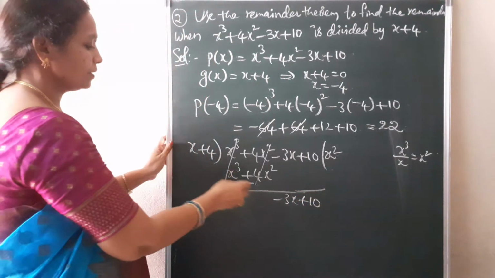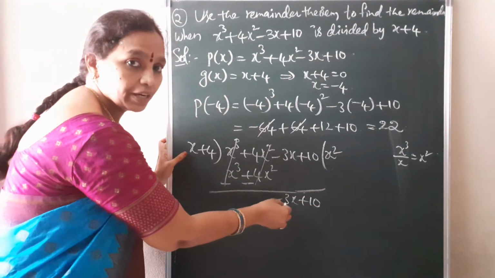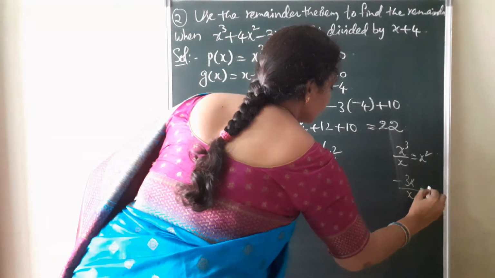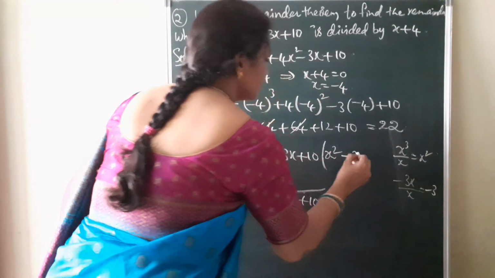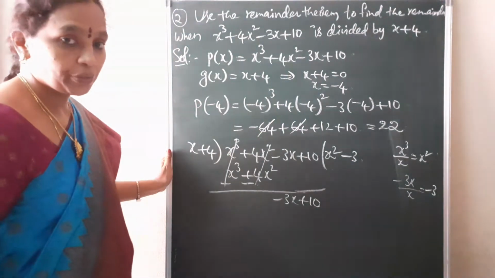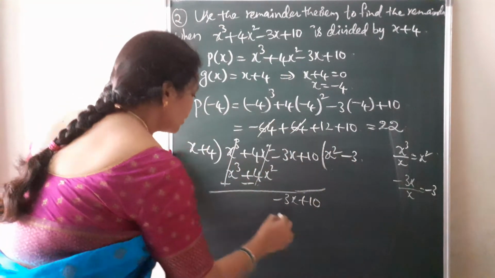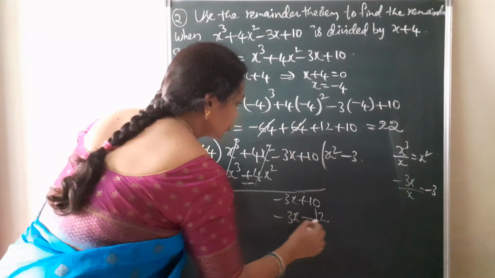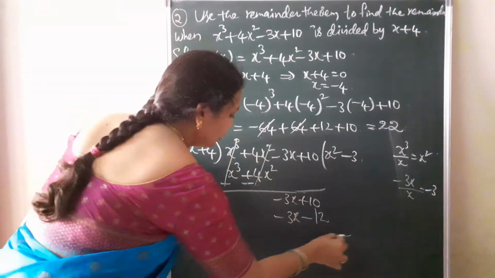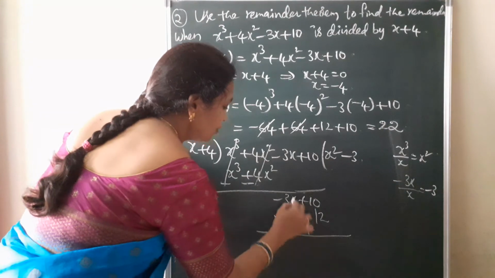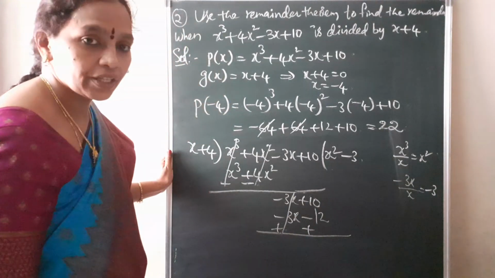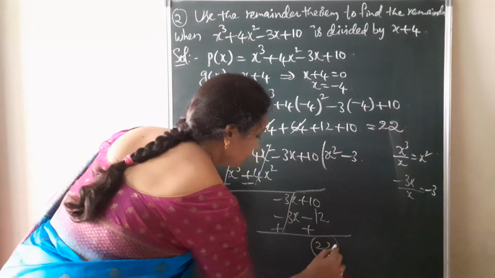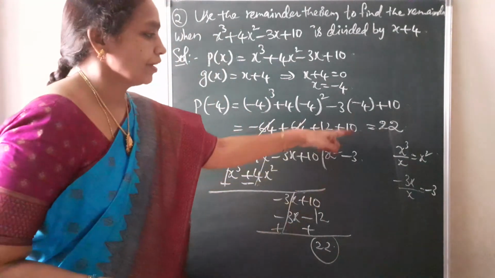Then the second step is first term of the dividend by first term of the divisor. Minus 3x by x is nothing but minus 3. So minus 3 is the next term of the quotient. So minus 3 into x is minus 3x, minus 3 4s are 12, minus 12 you will get. And the symbols you have to change. On subtraction these two get cancelled, minus 3x plus 3x, and from these two comes 22 as the remainder. So verified.